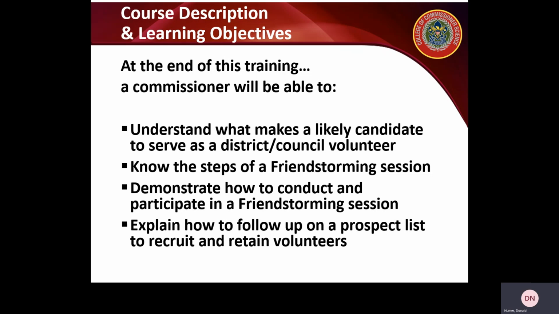So hopefully what we did is we understand what makes a likely candidate to serve as a district or council volunteer. We know the steps of a friendstorming session. We got an idea of how to conduct and participate in a friendstorming session, and we can explain how to follow up on the prospect list and to recruit and retain volunteers.